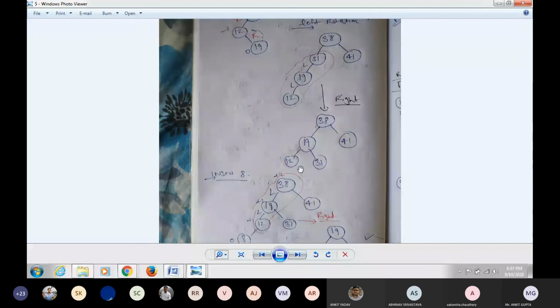Now it is balanced. You can check that. 0, 0, 0, and then 1 and 2, 2 minus 1, 1, it is 0. So now it is balanced.